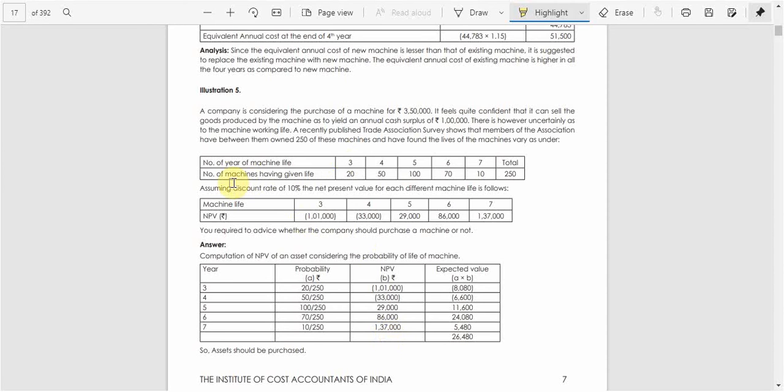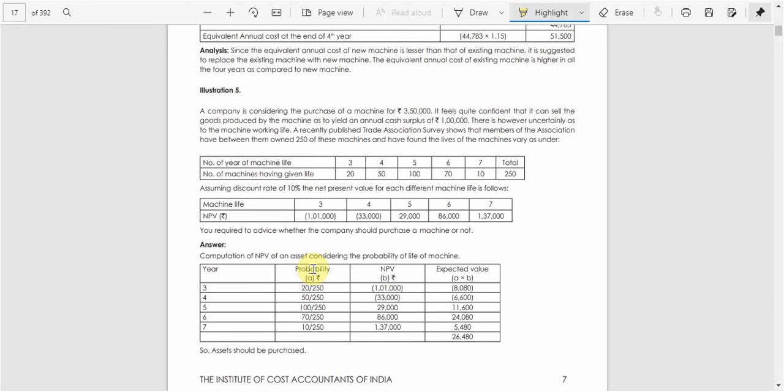For the third year, if the number of years of the machine life is 3, its probability is 20 by 250, because the life of the machine is 3 years for only 20 machines out of a total of 250 machines. So if you multiply this with the NPV value, we get the expected value of minus 8,080. If you multiply A and B, we get the expected value.